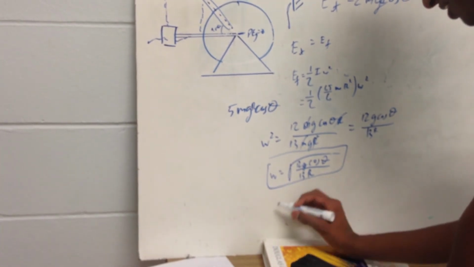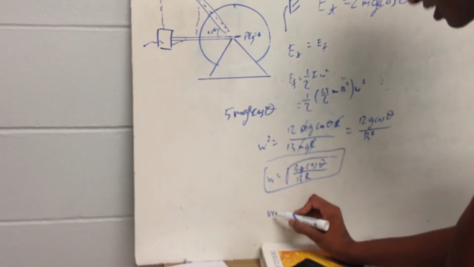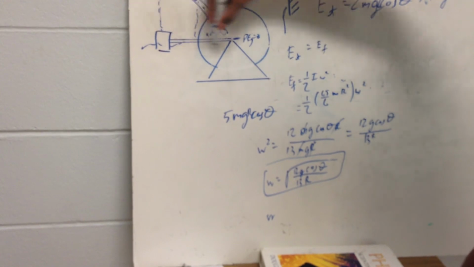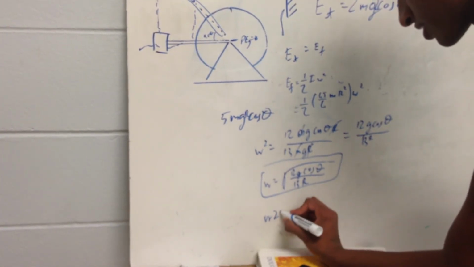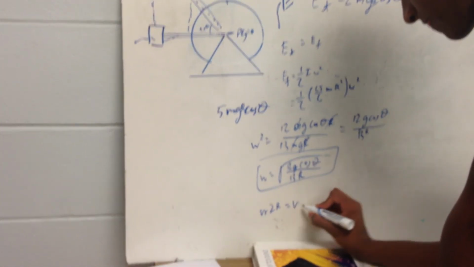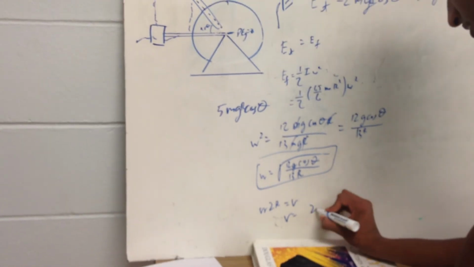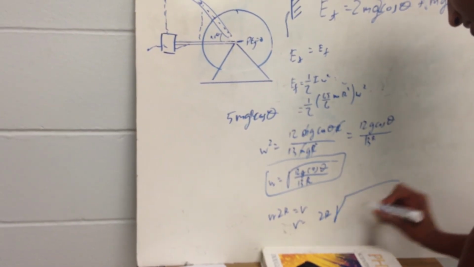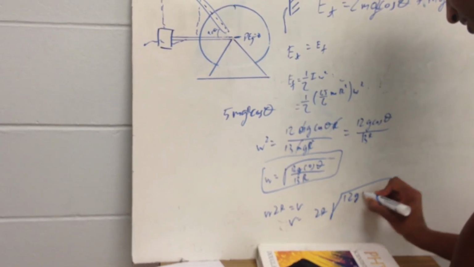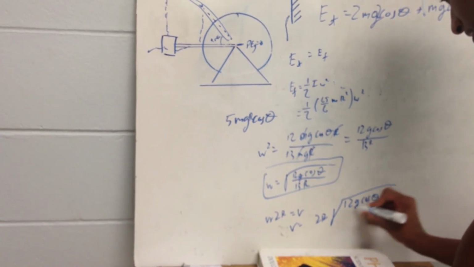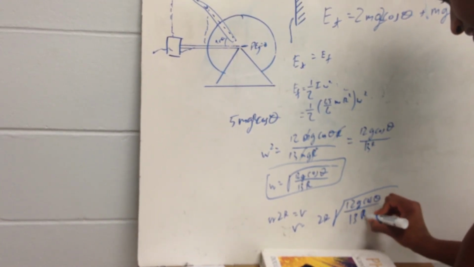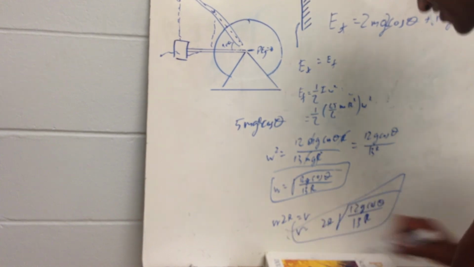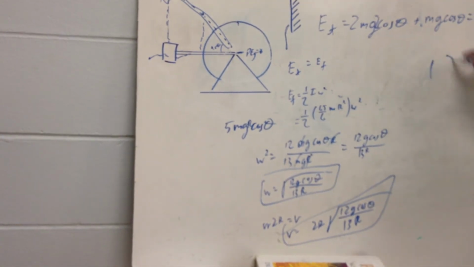So we can find the translational velocity by multiplying this by r, but in this case it's 2r, because this distance is 2r up here. So it's going to be w times 2r equals v, so v equals 2r times the square root of 12 g cosine theta over 13 r. Put a big box around this because you're done with the problem now. 15 out of 15. Smile for the camera.